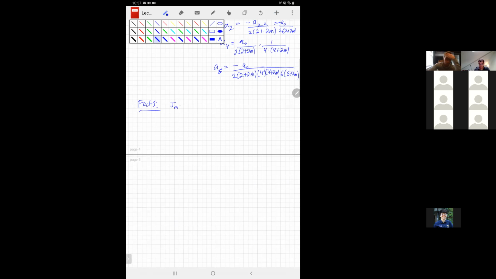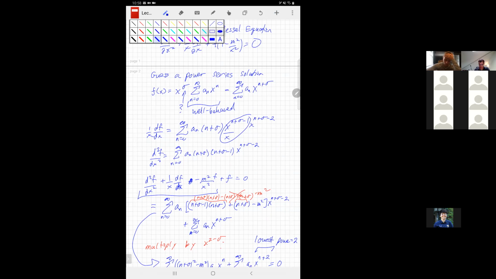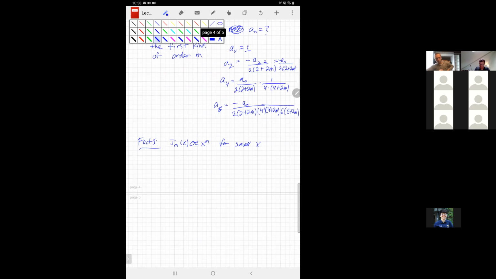Fact one, Jm of x is proportional to x to the m for small x. Well, that just really comes from the assumption we made in the beginning. We said that it's got to be x to some power sigma, and then we found that sigma is plus or minus m. So one of them has got to grow, at least for small x, as x to the m, and one of them has got to go as 1 over x to the m. But y sub 0 of x is proportional to ln of x.